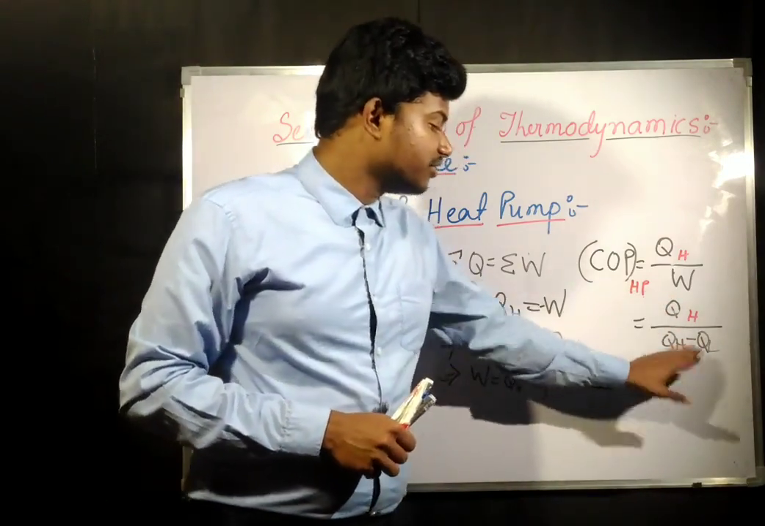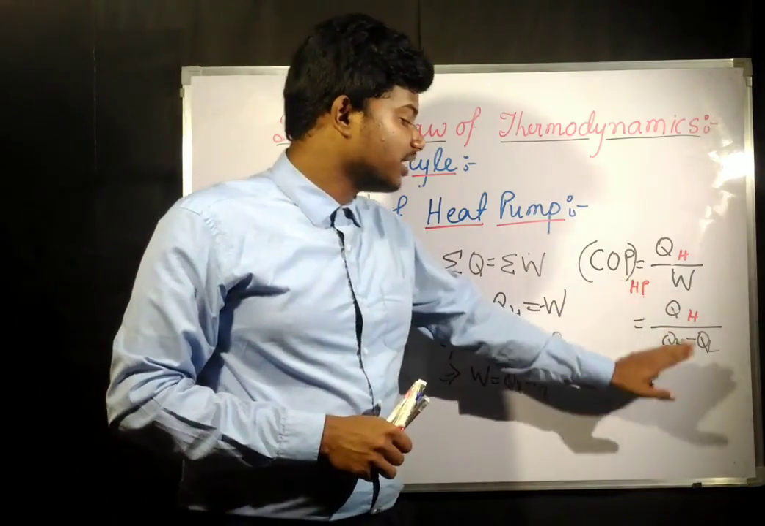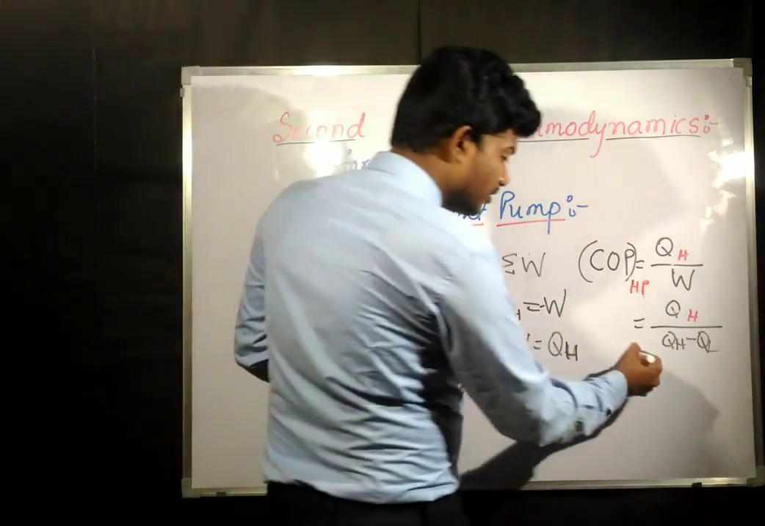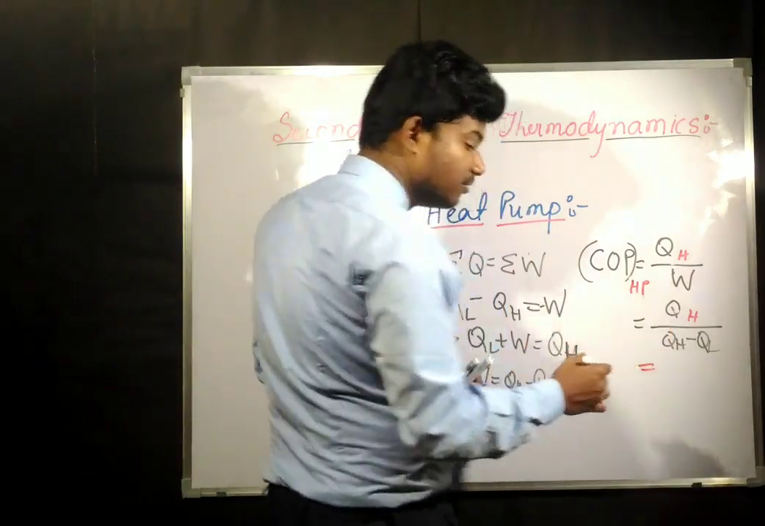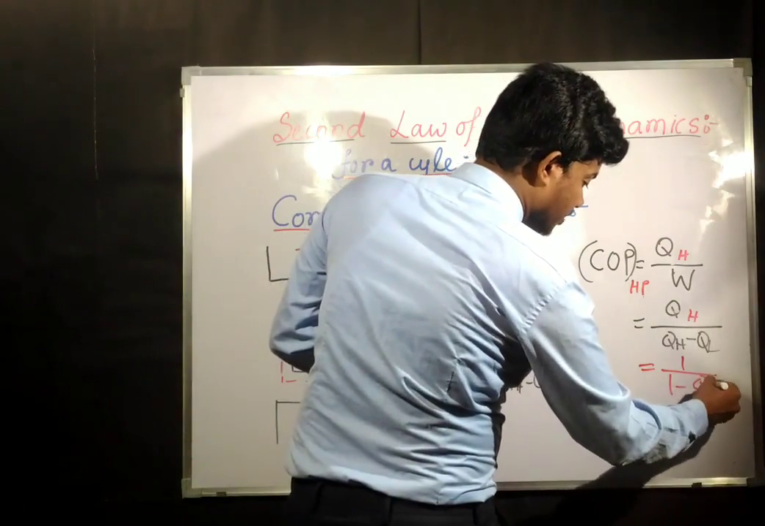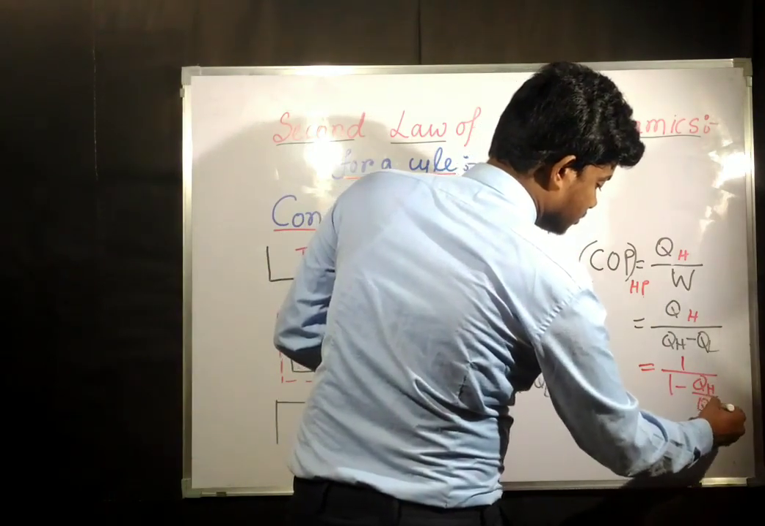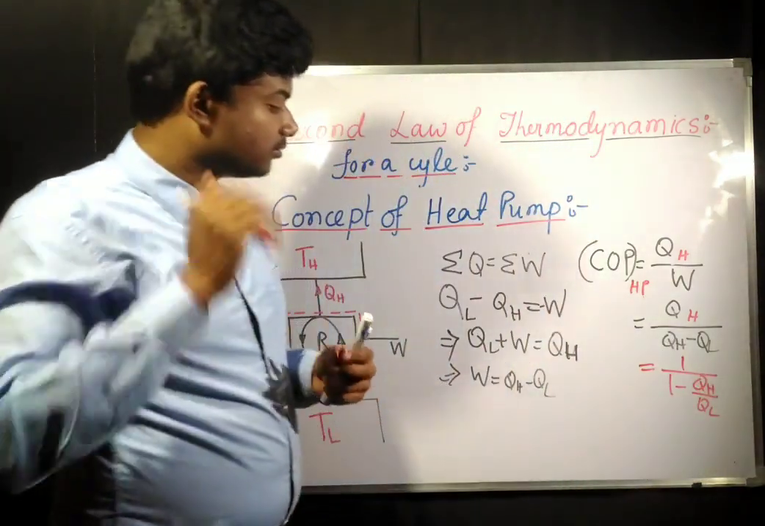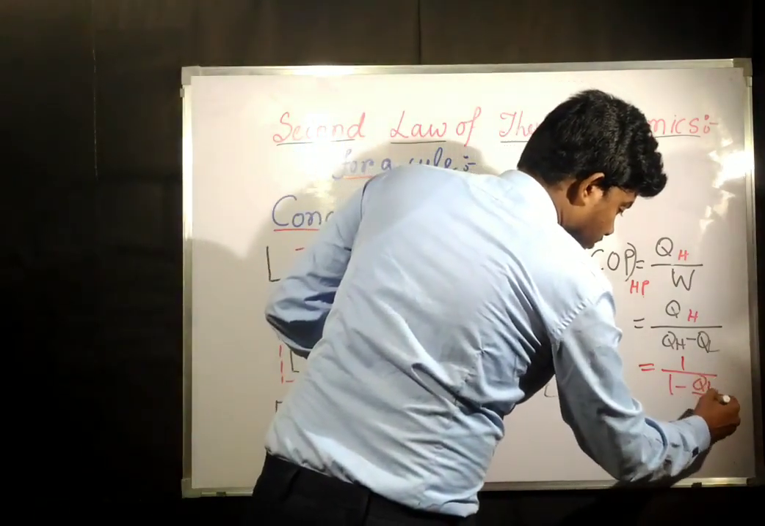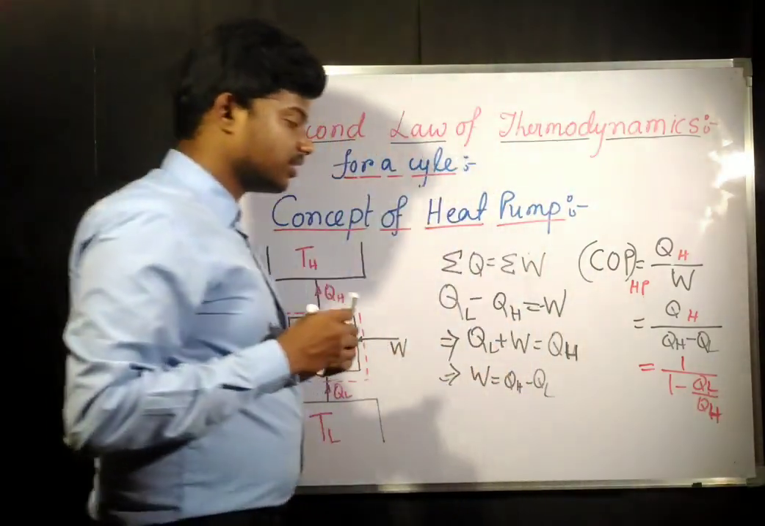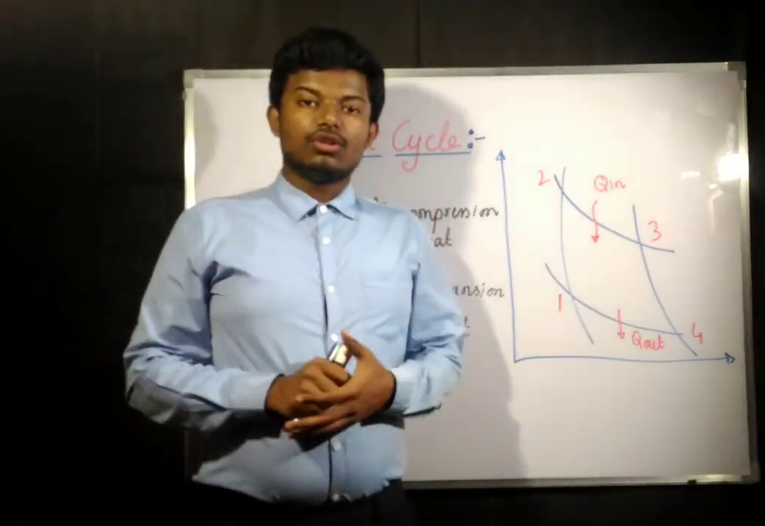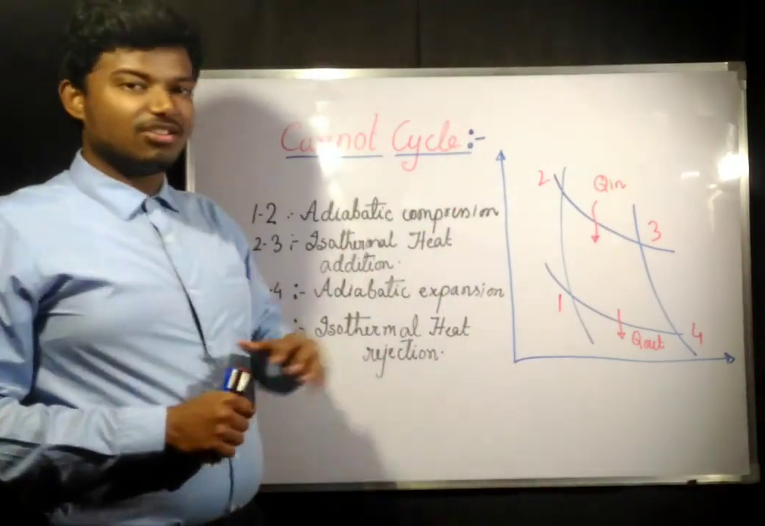Heat pump coefficient of performance, or coefficient of performance for heat pump, is going to be like this. Or you can simplify this. If you divide QH on both sides, what will happen? You will get 1 minus QL by QH. Okay, so next thing we are going to study is Carnot cycle.